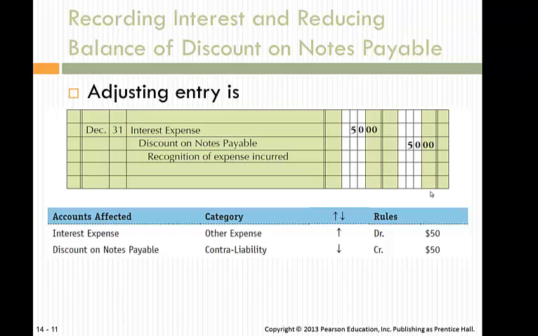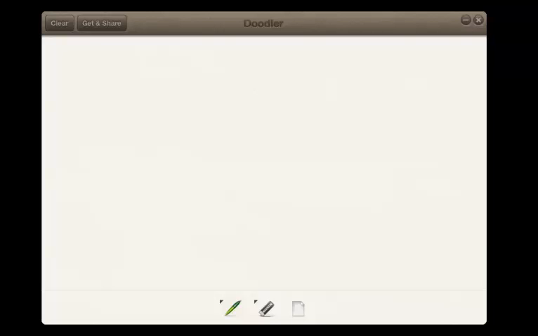So I'd like to wrap up this chapter with one last problem. So let's do exercise 14B-5 on page 545. Jamie Souza negotiated a bank loan for $39,000 for 240 days at a bank rate of 12%. Assuming the interest is deducted in advance, prepare the entry for Jamie to record the bank loan. So this is an example of discounting one's own note, where we use the account called Discount on Notes Payable.